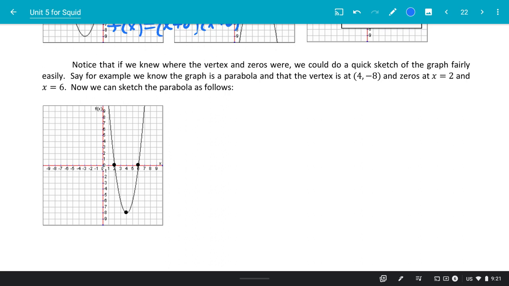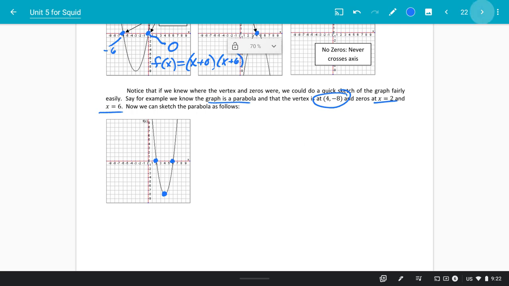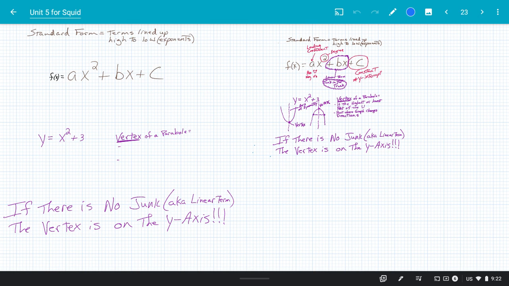Just like we know that every linear function, what's a linear function? It's a function to the first degree. We know every one of those gives us a straight line. So we know if we have a quadratic, the graph is a parabola. If we know the vertex is (4, -8), and we have zeros at 2 and 6, now we can sketch that parabola as follows, or as seen there. This is exciting stuff, yeah?